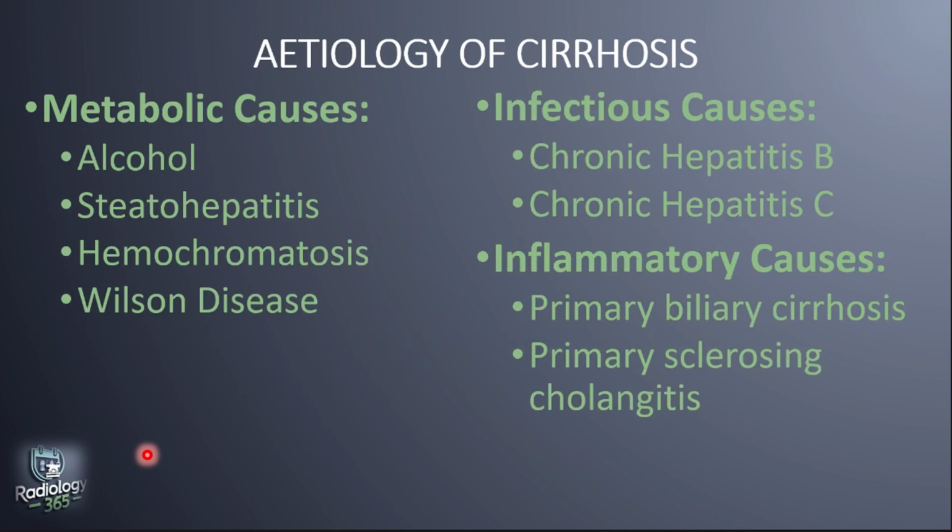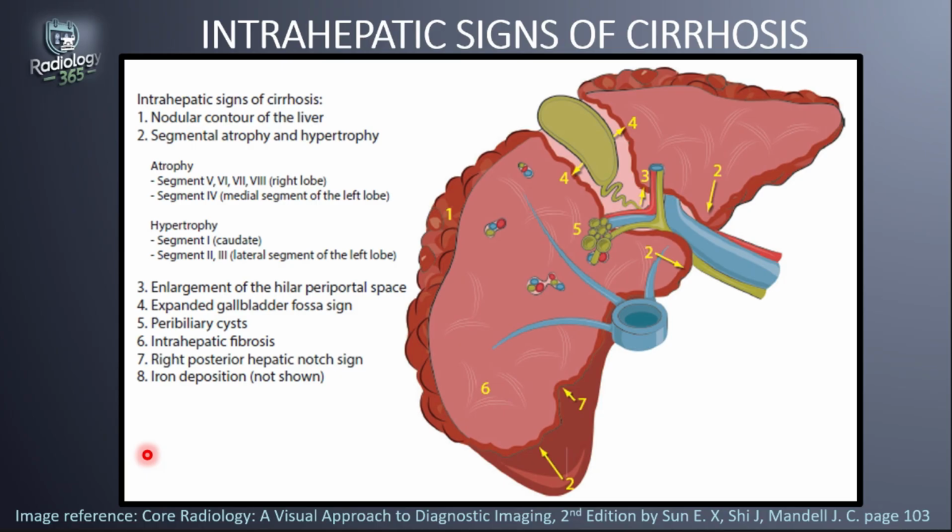Cirrhosis can arise from a range of causes: metabolic conditions, including chronic alcohol use, steatohepatitis, iron overload, as seen in cases of hemochromatosis, and copper accumulation in Wilson's disease. Then we have infections such as chronic hepatitis B and C, which are common viral causes. And finally, autoimmune or inflammatory processes like primary biliary cirrhosis and primary sclerosing cholangitis. These can also lead to cirrhosis.